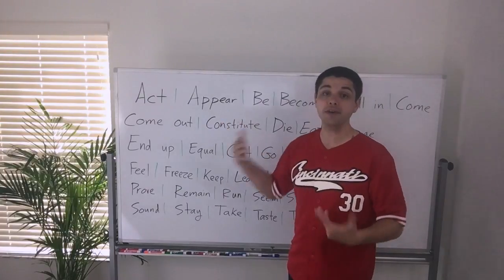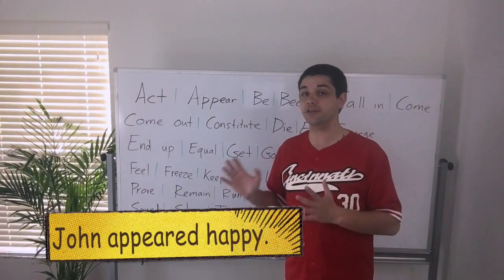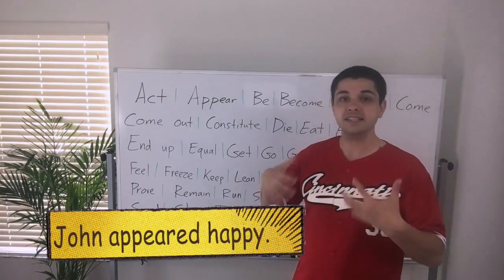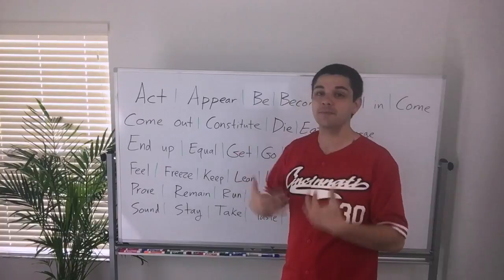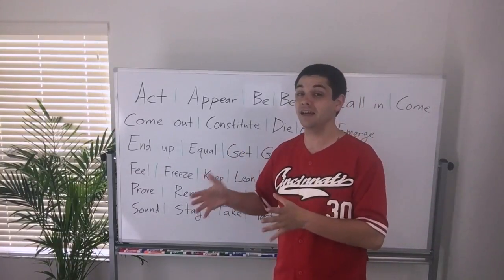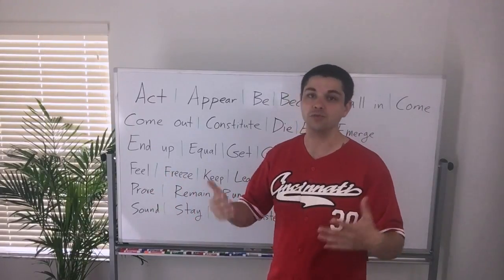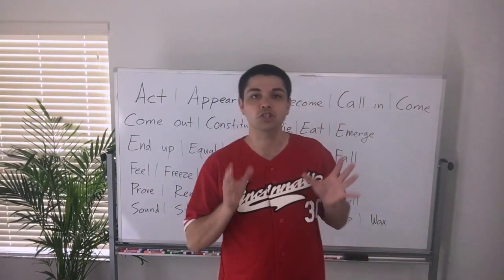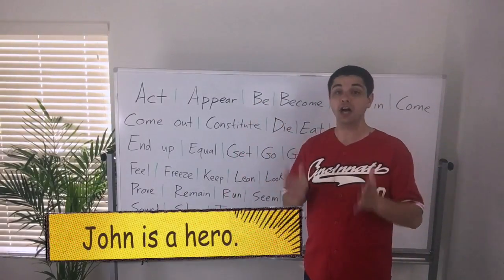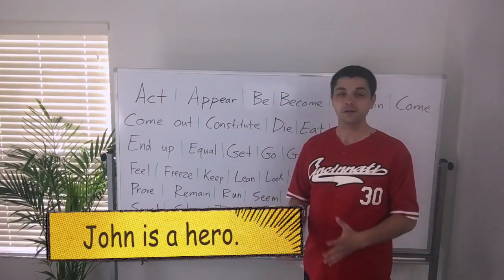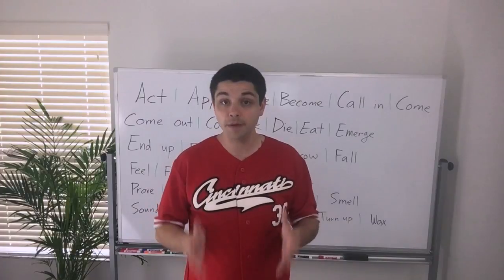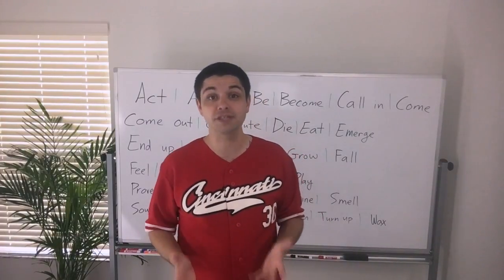Or the word appear. We can say John appeared happy, but he wasn't really happy. So it's how he looked. It's about him again. It just adds more information about him, and it doesn't add any information about any actions or verb about this, right? It's about John himself. The verb to be is the most usual example. We could say John is a hero, right? So John and hero are the same. They are equal. And remember that we need to have a verb in every sentence.